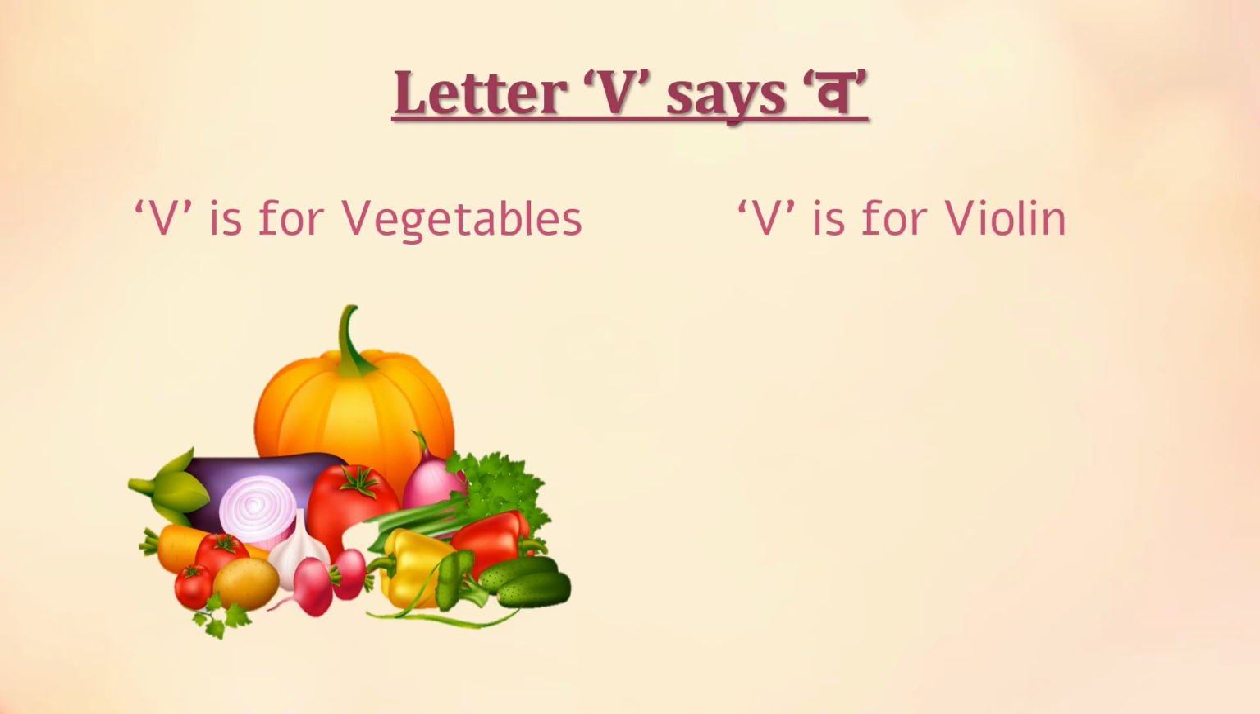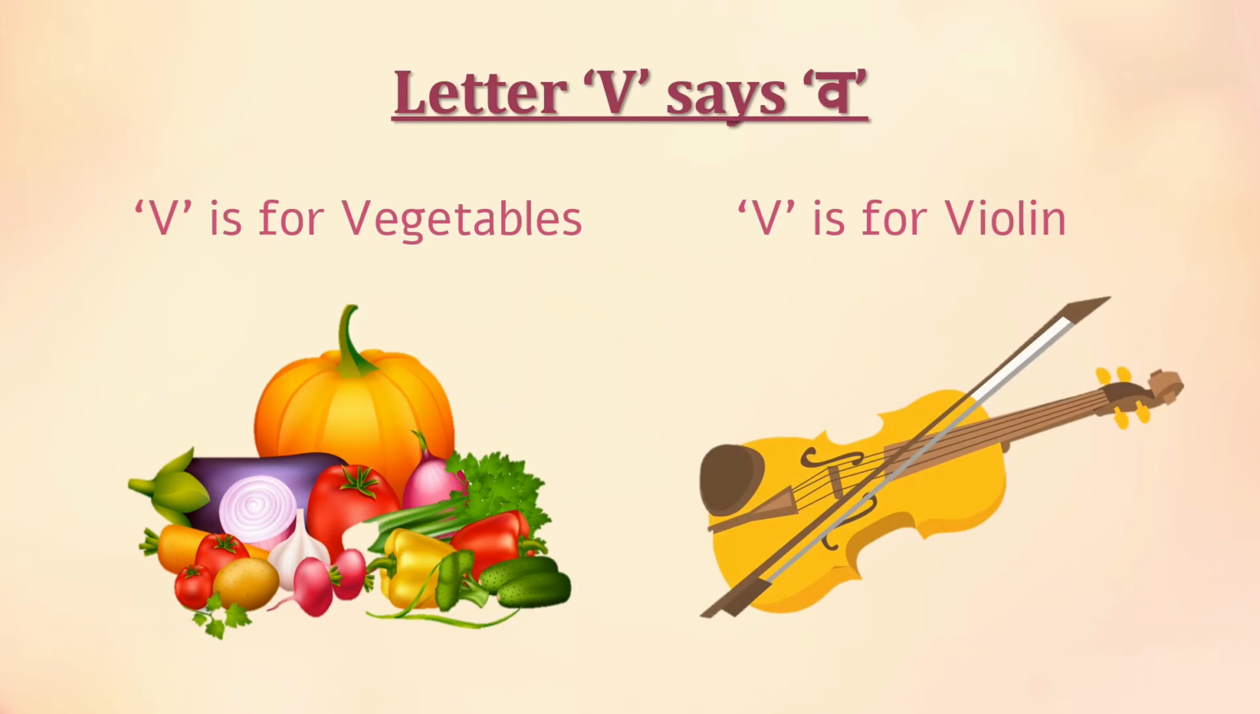Next is violin. V is for violin. Children, this is a picture of violin. Violin is a musical instrument which is played by musicians. So, V is for vegetables. V, vegetables. V is for violin. V, violin.